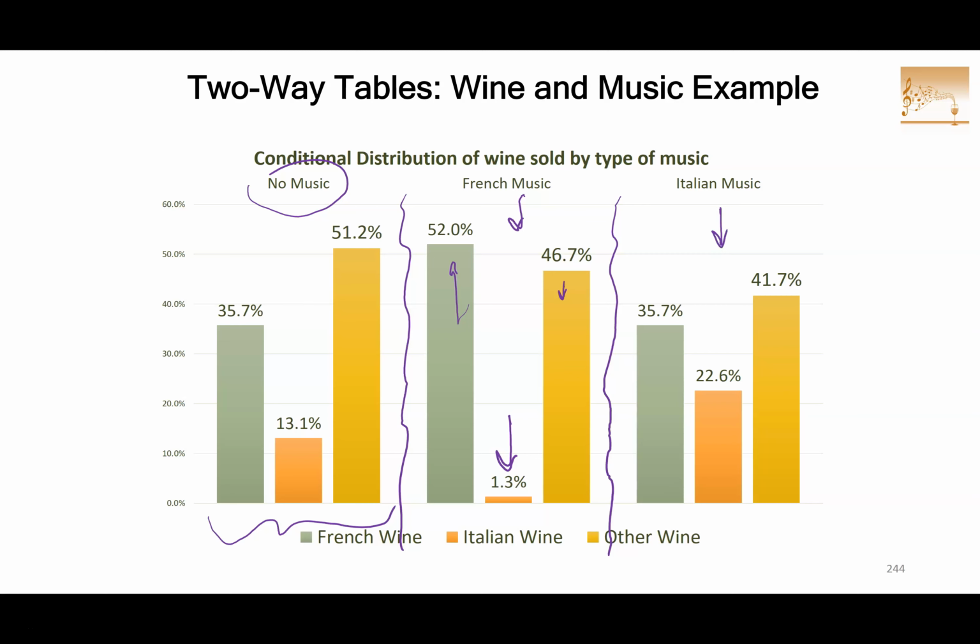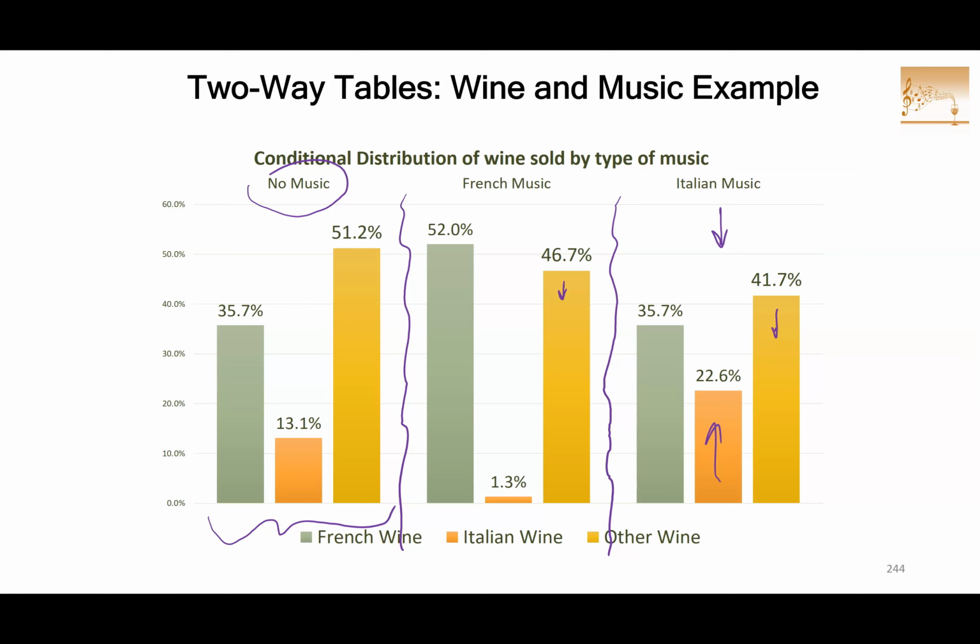Then if you look at when Italian music's playing, versus French, a lower percentage of French wine was sold when Italian music is playing, and a lot higher of Italian wine. So it looks like playing Italian music definitely increased sales. Like there were more people buying Italian wine when Italian music was playing. And then a little bit lower for other.